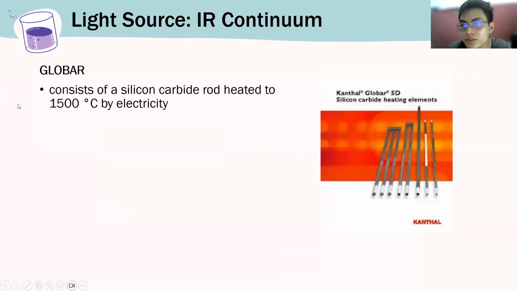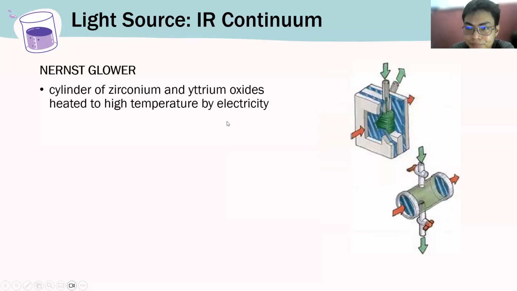Okay. So ito namang glow bar. Saan to ginagamit? So ang glow bar naman, it's just your silicon carbide rod. Now when heated, it produces an IR light, an infrared light. So ibig sabihin, this is not compatible with the UV-Vis. So gagamitin mo to sa infrared spectroscopy. Okay? So IR light yung pinoproduce niya.